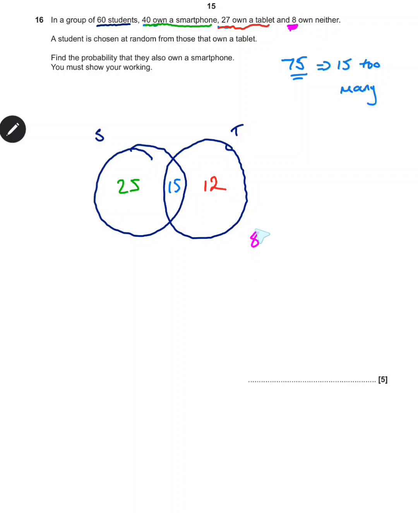Let's just double check that this comes to 60. 8 add 12 is 20. Add 15 is 35. 40, 50, 60. So that is now correct. It says a student is chosen at random from those that own a tablet. The minute you've been given that, you are only looking at these students that own a tablet. So I'm not looking at everyone, I'm just looking at these students. So it's out of 15 and 12 is 27. What's the probability that they also own a smartphone? Well, those 15 in the middle own a smartphone as well. So it's 15 out of 27.